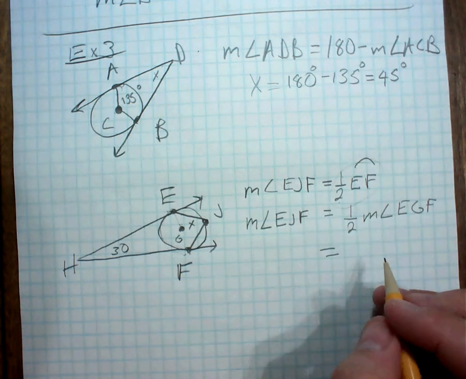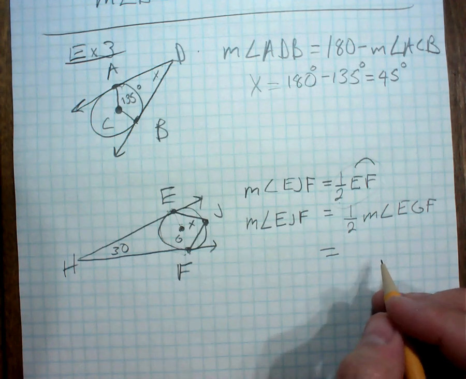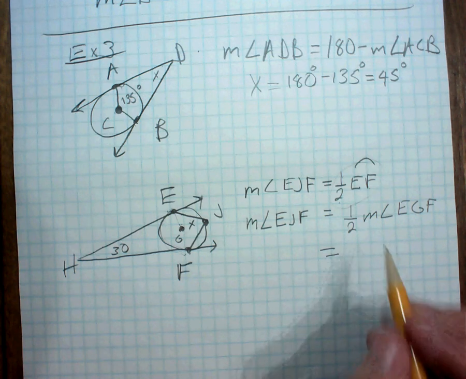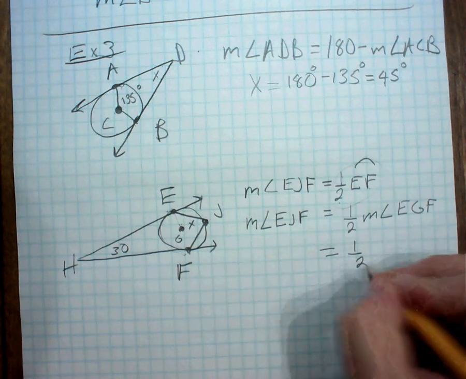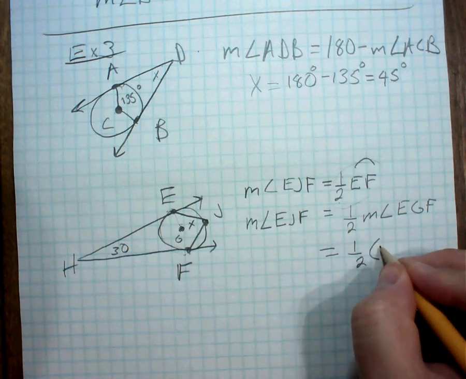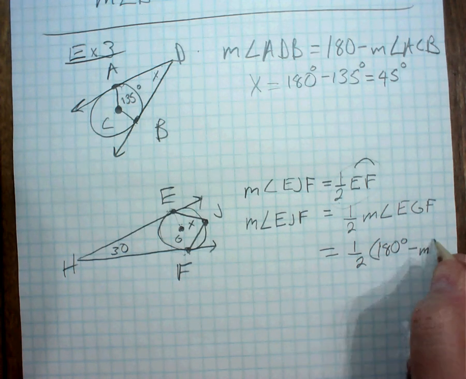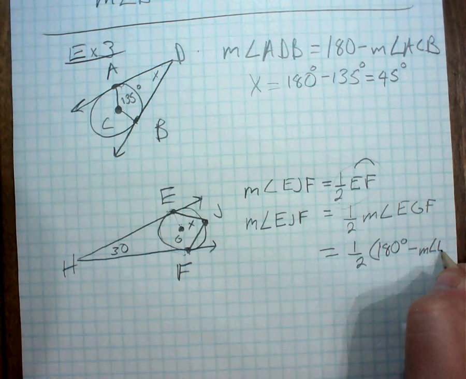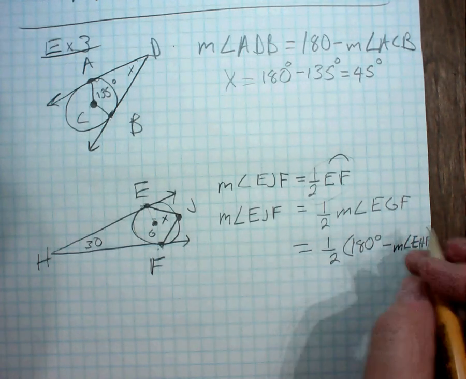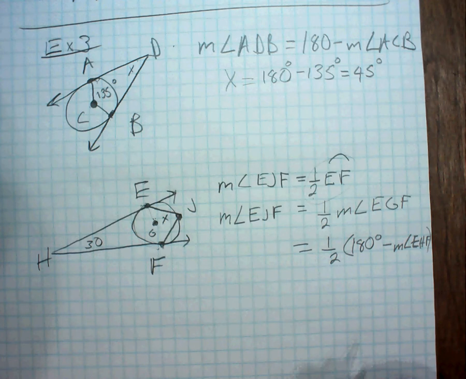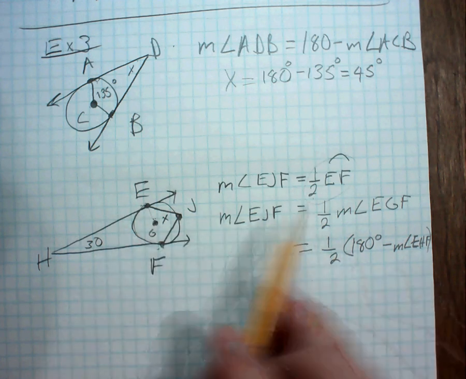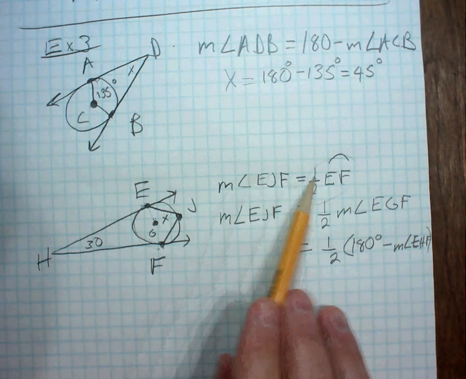But I could just say it's 180 degrees, but if I apply the circumscribed angle theorem, I know that that's 1/2 times 180 degrees minus the measure of angle EHF. Okay? The measure of angle EHF. So let's back up because this is going to be kind of confusing. This is equal to 1/2 of the arc EF, right?